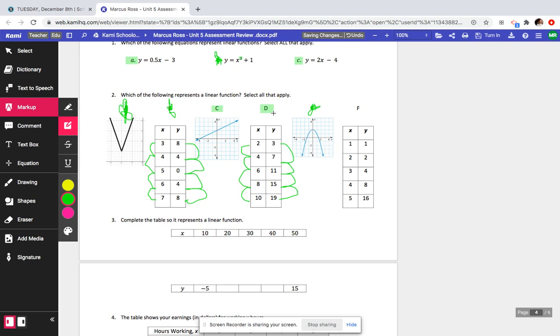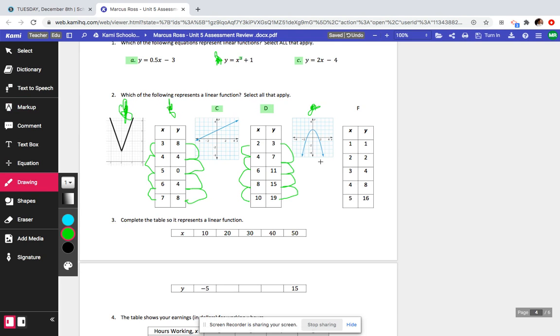Okay. And last one, let's check F. 1 to 2 is changing by 1. 2 to 3 is changing by 1. 3 to 4 is changing by 1. And 4 to 5 is changing by 1. So that works. Let's check our other side.